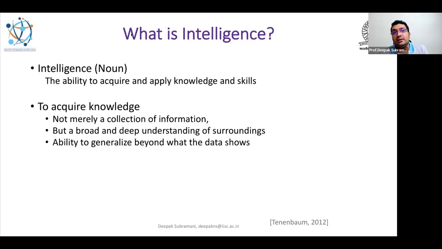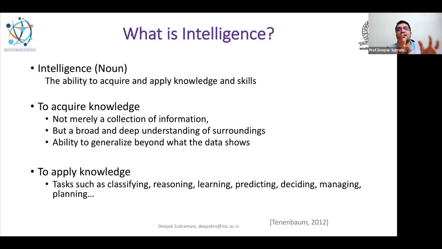To acquire knowledge, what does it mean? It does not mean merely collecting a lot of information. A Google database, a Google search result, is a collection of information. It is not knowledge. It is just lots of facts that are there. You can look it up on a website. But humans have knowledge, and that knowledge is a broad and deep understanding of the surroundings and the ability to generalize beyond what the data has shown you. You can Google and find lots of information. Now, that collection of information doesn't mean that you have absorbed that knowledge. For you to absorb that knowledge, you must read this and understand all of that together. That is a broad and deep understanding of the surroundings, your ability to generalize beyond what the data shows. That humans are capable of doing. So the first part is called acquiring the knowledge.